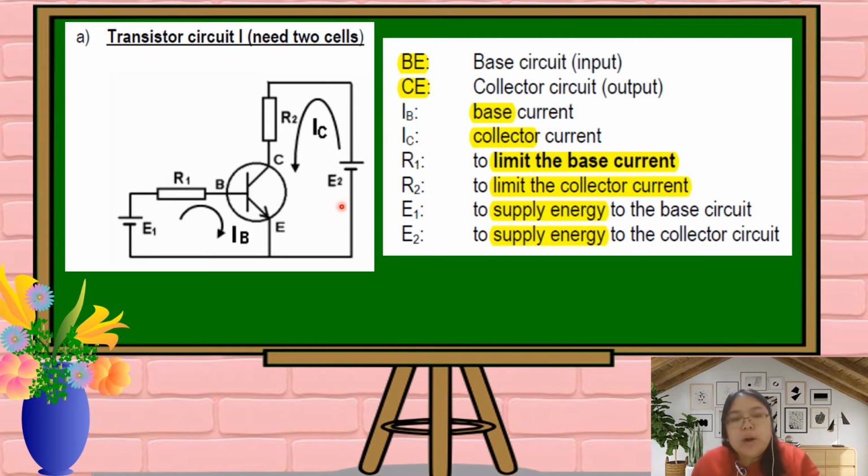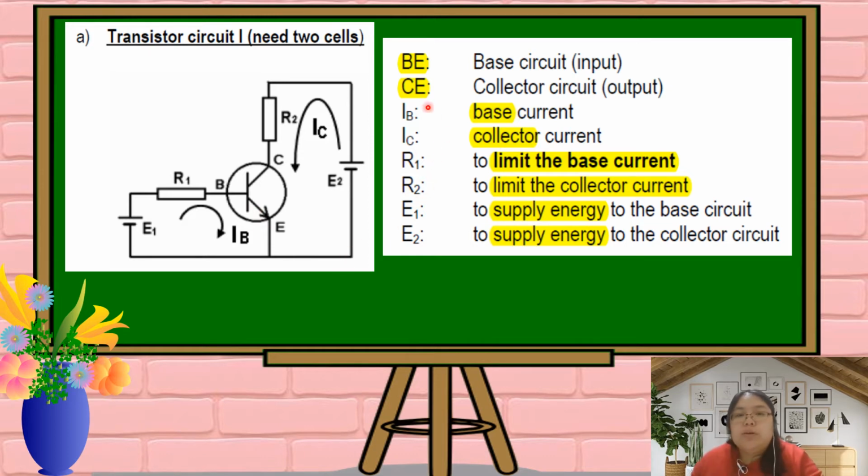Okay, this is why we use 2 batteries. If I use one battery for the base, the collector cannot function. If I use one battery for the collector, the base cannot function. Because the collector current cannot go into B and go back. The collector current cannot go to the base. It just goes straight, following the arrow, to the E only.